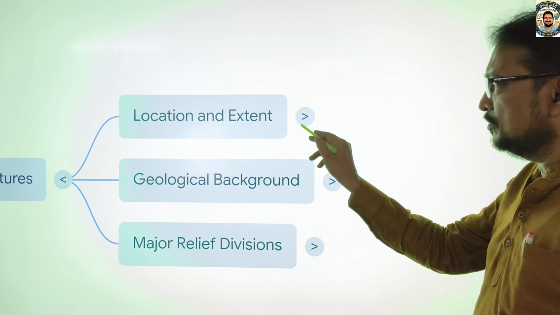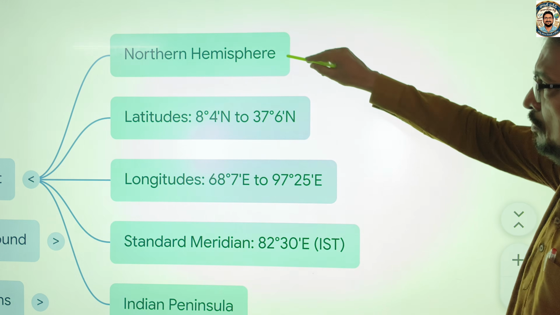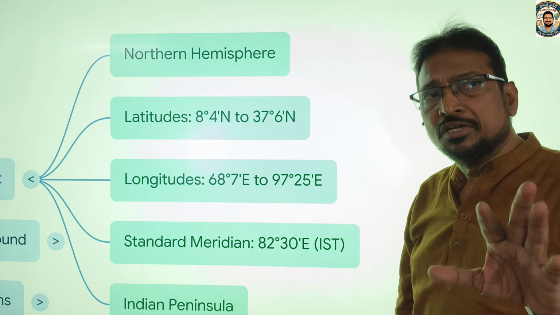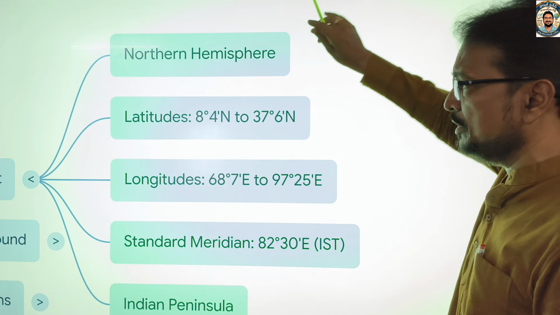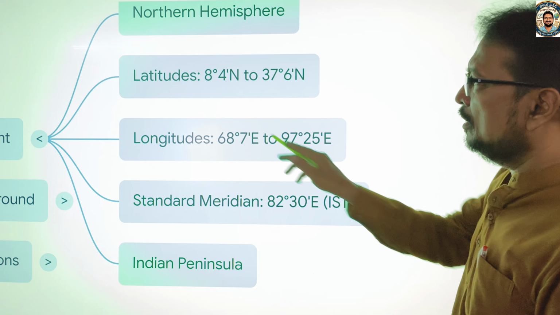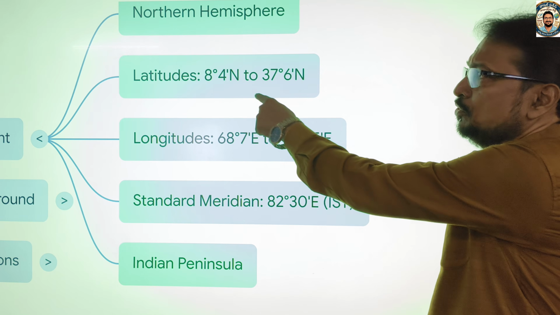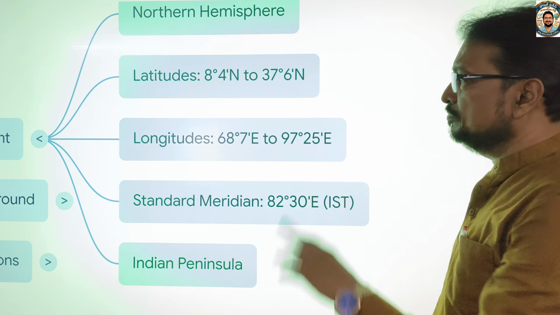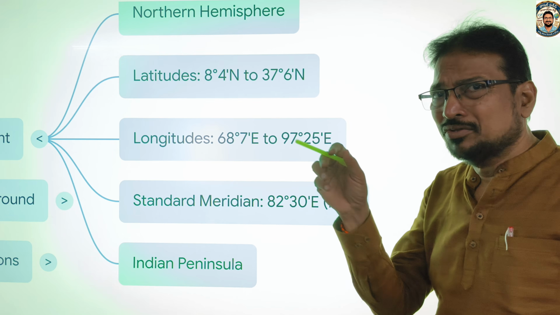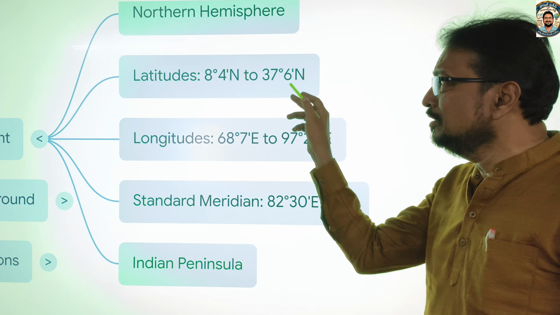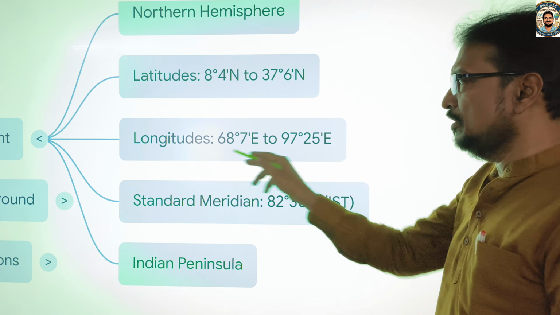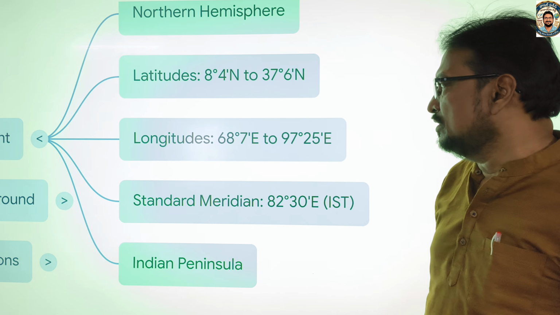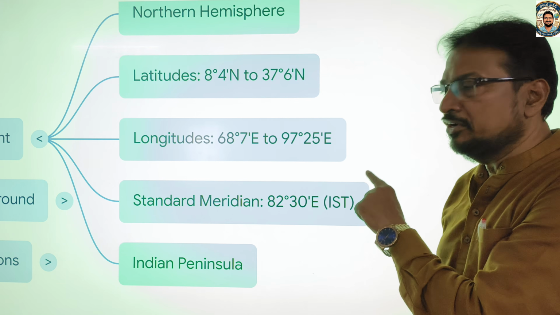Now, what are they giving in this? Once you can check, northern hemisphere only they give. Actually, we have to remember that. Eastern hemisphere also. India belongs to the northern hemisphere and eastern hemisphere. Next, latitudes: 8 degrees 4 minutes north and 37 degrees 6 minutes at Jammu Kashmir. In the previous one, maybe I confused 36 7, but it is 37 6. Next, longitudes: 68 degrees 7 minutes east longitude and 97 degrees 25 minutes.